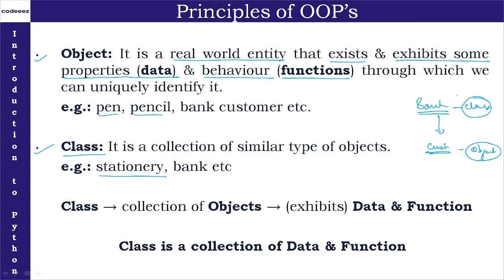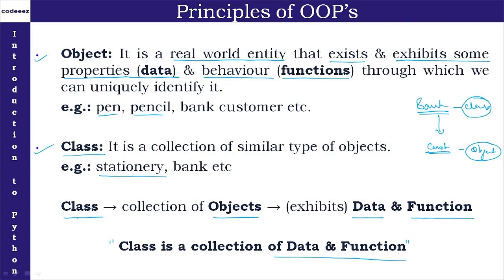So what is the relation between class and object? See here, I've just told that object is an entity that exhibits some properties and functionalities, that is, it contains some data and it exhibits some functions. And what I said about class, class is a collection of objects. So looking at this figure, you can simply make out that class is a collection of data and function. What is class? Class is a collection of data and function of similar type of objects. So we can simply say class is a collection of data and function, right?